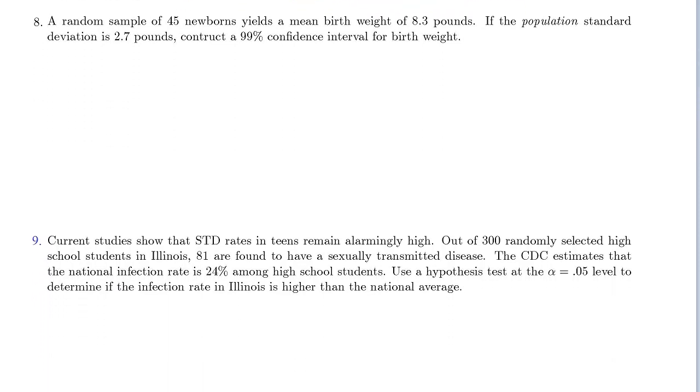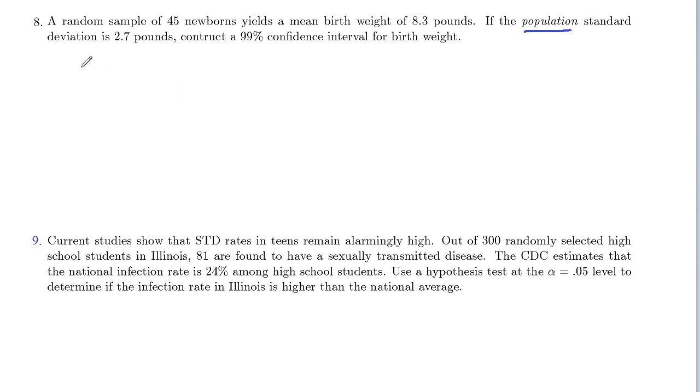And then number 8. So I've got a random sample of 45 newborns. This yields a mean birth weight of 8.3 pounds. The population standard deviation is 2.7. Construct a 99% confidence interval. So this is from exam 4.